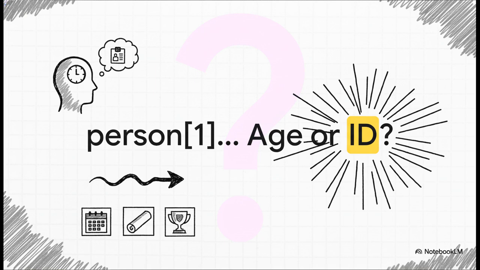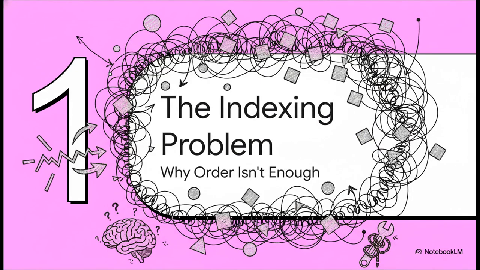So take a look at this. We've got a list that's supposed to represent a person. And if I ask you, hey, what's at person index 1? You see the number 30. But what is that? Is that their age, an employee ID, maybe the number of projects they finished? Who knows? With a list like this, you're just guessing. The data has no real meaning on its own.